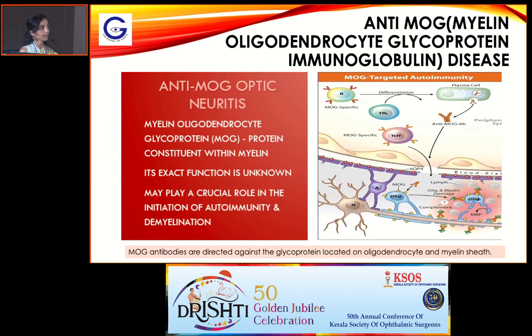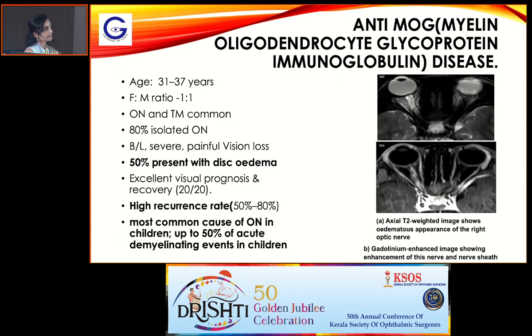So coming to the other entity, which is MOGAD or the anti-MOG associated disease, in which there are antibodies against MOG, that is the myelin oligodendrocyte glycoprotein, which is a glycoprotein located on the oligodendrocyte and myelin sheath, which is again important for the functioning of the whole process, and there is demyelination in that antibody-antigen reaction. So what is different in anti-MOG disease? Here, the age group is a little different. The MS patients are typically 20 to 40 years.